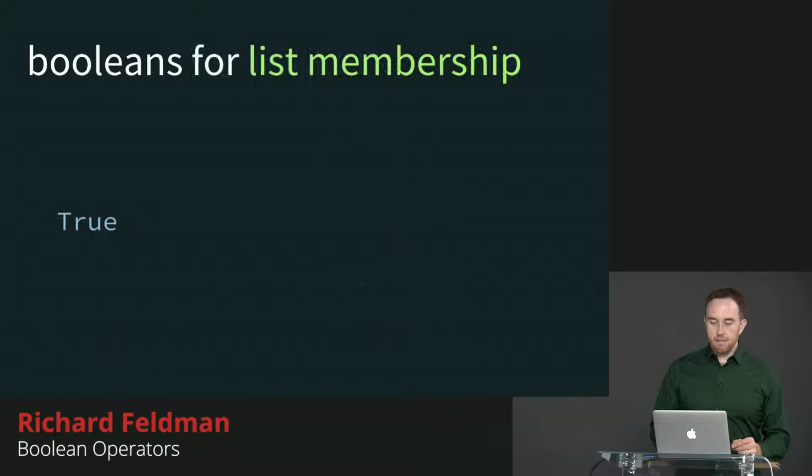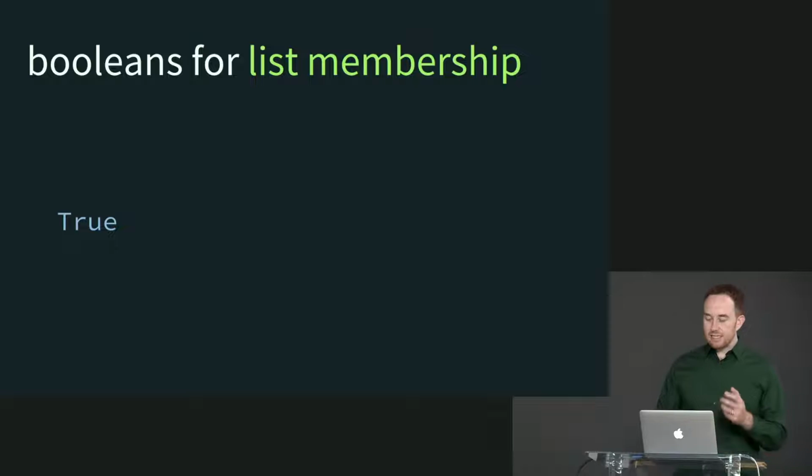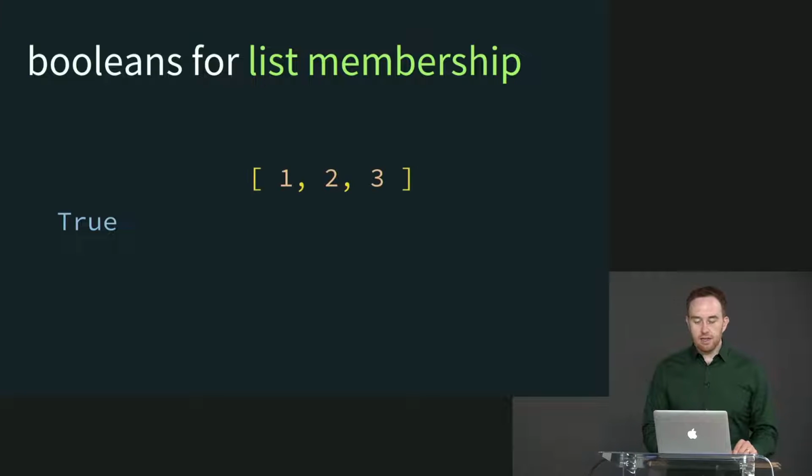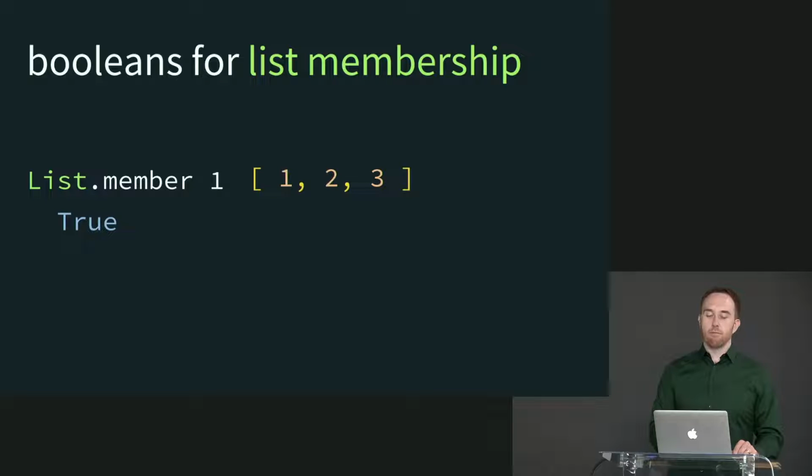All right. So let's put Booleans to some use here. Let's talk about Booleans for list membership. Let's say we've got this list, 1, 2, and 3, and I want to call List.member on it, passing the number 1 as the thing that I want to check membership of. So List.member 1 in the list 1, 2, 3 says, is 1 a member of this list?